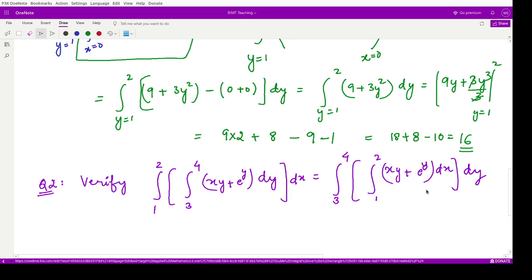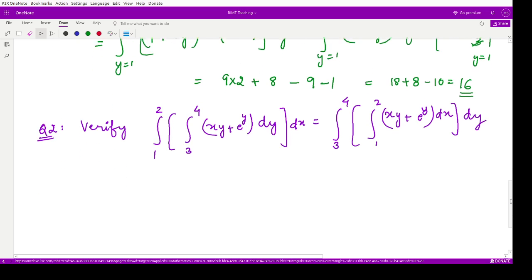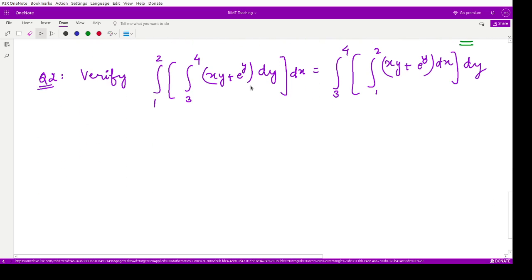Now here it is not mentioned whether the limits are of x or of y. In this case we can easily guess these limits are of y, because the integration here is performed with respect to y. So these are limits of y, and these limits are of x, and similarly here these are for x and these are for y. Okay, so now let us first solve the left hand side.